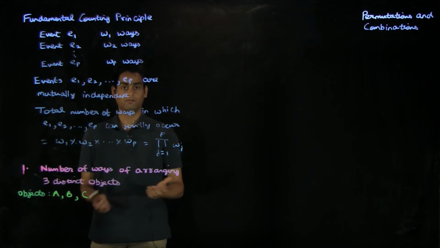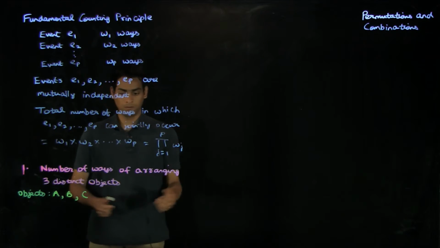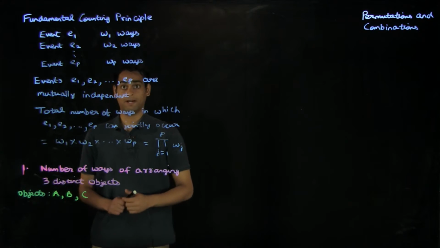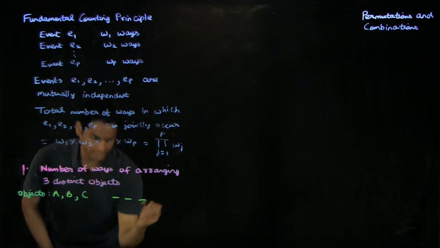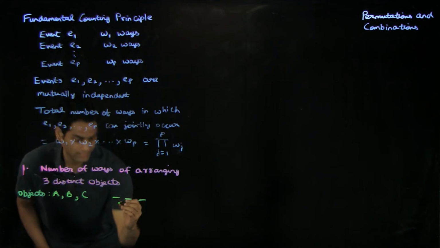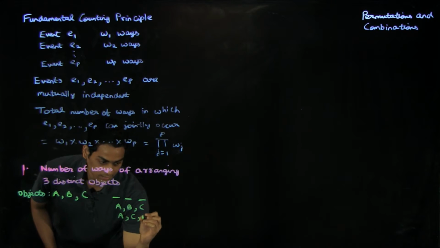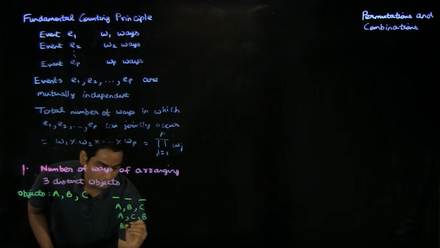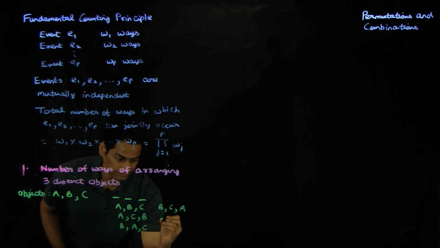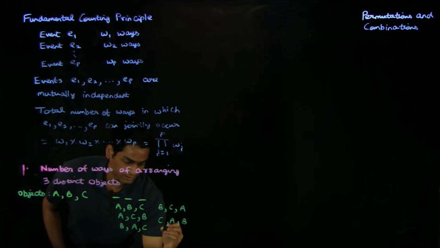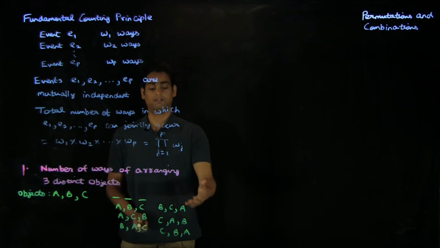So to find the number of ways of arranging these three distinct objects A, B, and C, and when we say arranging, we mean arranging in a row. We can work this example out by hand since the number of objects is small. Suppose you have three places in a row where you want to arrange these three objects. You could have the arrangement A, B, C. You could have A, C, B. You could have B, A, C, you could have B, C, A, you could have C, A, B, and you could have C, B, A. So note that there are 6 different ways in which you can arrange 3 distinct objects.